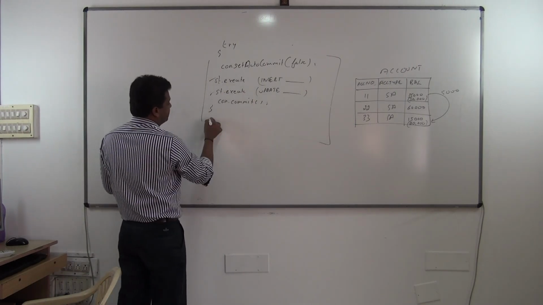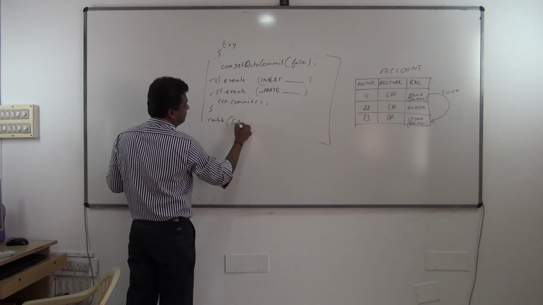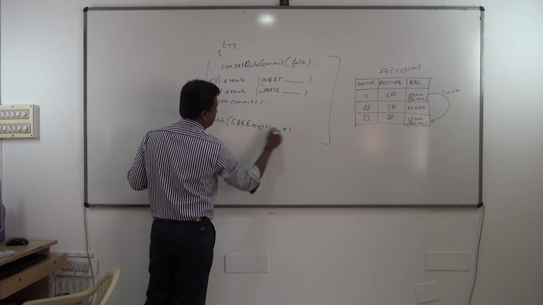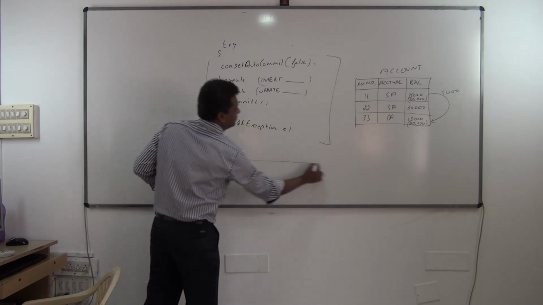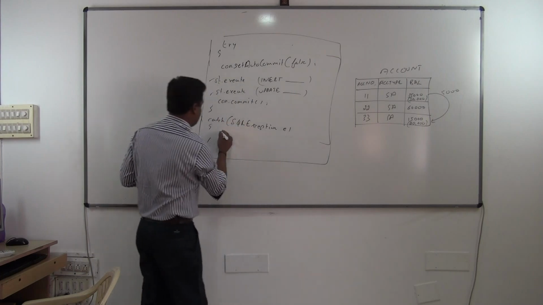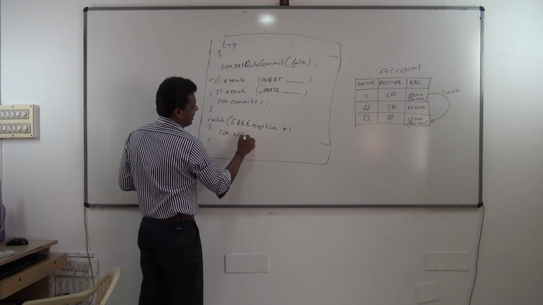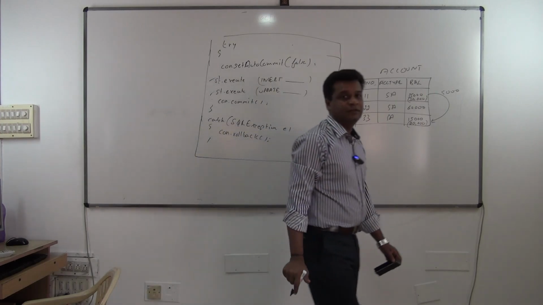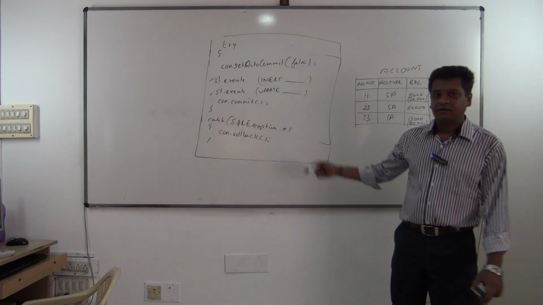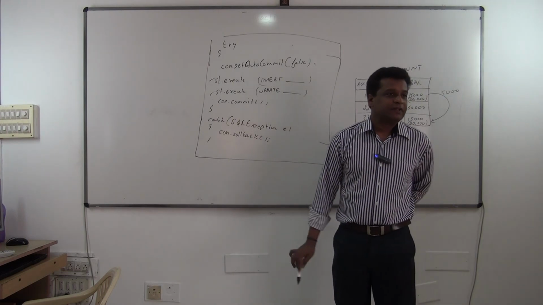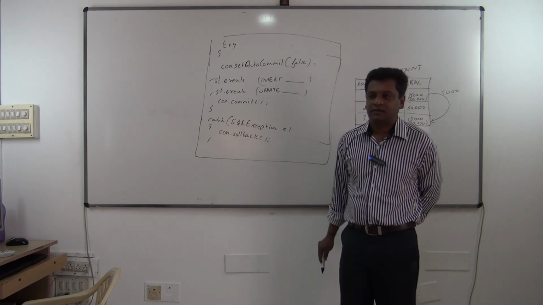But if any query fails, you'll catch that exception, and you don't want any to execute. So what will you do? Very simple. You'll say con.rollback. Just 3 methods you have to use: setAutoCommit false, commit, rollback. That's it. Your transaction is over.